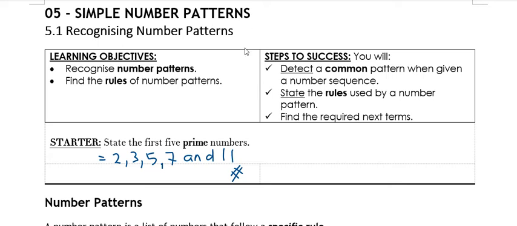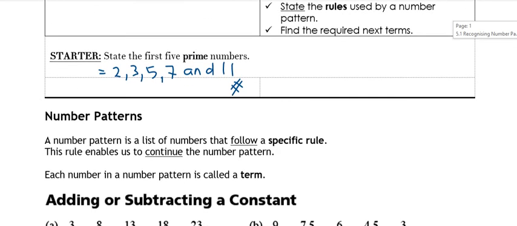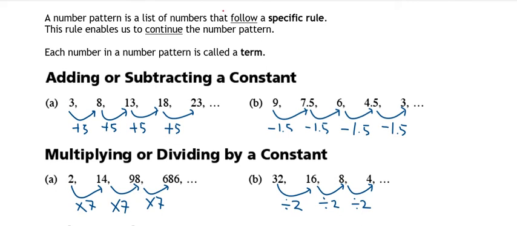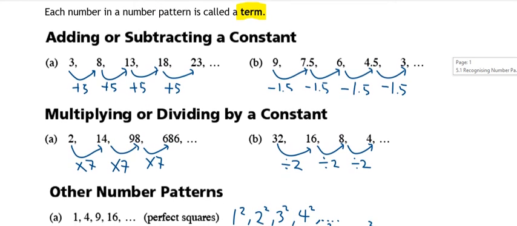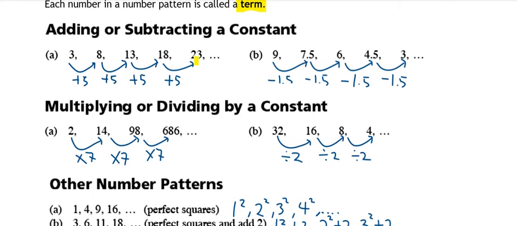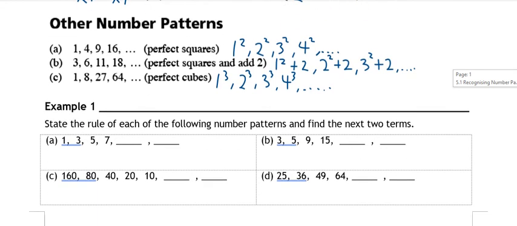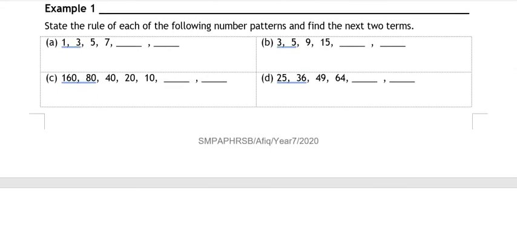So the first subtopic they're going to do is how to recognize number patterns. So this topic is all about looking for patterns in numbers. You have to highlight that it will follow specific rules, and this enables us to continue the number pattern. When I say a term, it means each number in the number pattern. So you can see here, this is one example of a number sequence that follows certain rules to continue the number pattern. All right, so let's start straight away with the example.